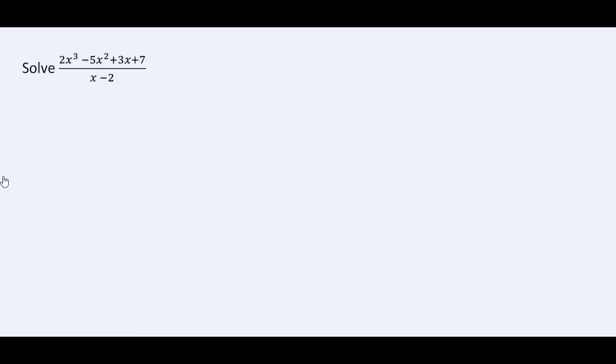Now we have 2x cubed minus 5x squared plus 3x plus 7 divided by x minus 2. So the first thing we're going to do is find the 0 of the denominator. x minus 2 equal to 0, plus 2 plus 2. So x equal to 2. Now let's start with our synthetic division. So we have 2, minus 5, 3, and 7. And our divisor is 2.